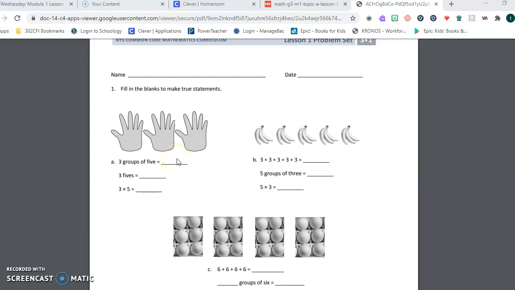Now, another way that they're writing it here is 3 fives. Okay, so see the word says fives, and you have 3 of those. So we've got a 5 here, a second 5, and a third 5. So 3 fives equals or is 15. And the way to write it using a multiplication equation is 3 times 5 equals 15.